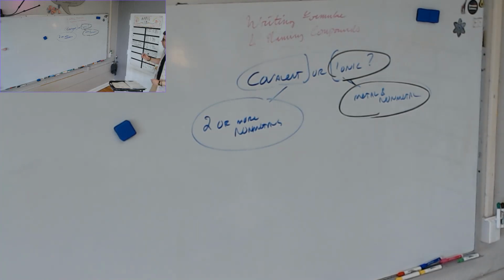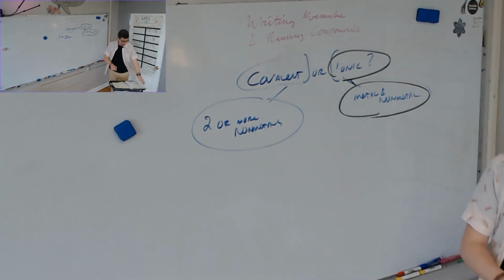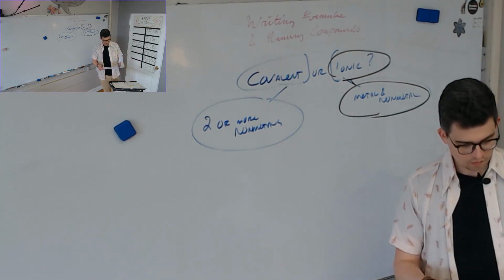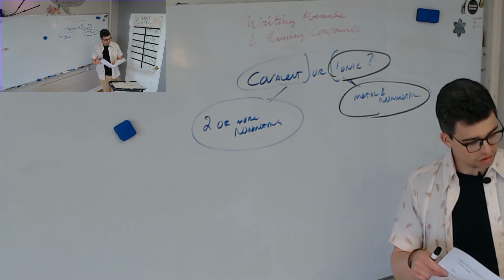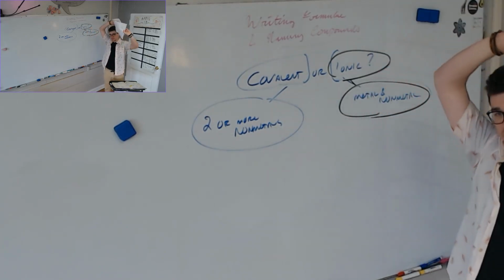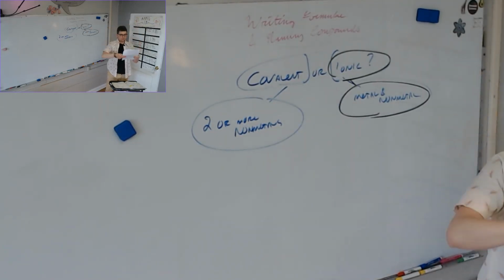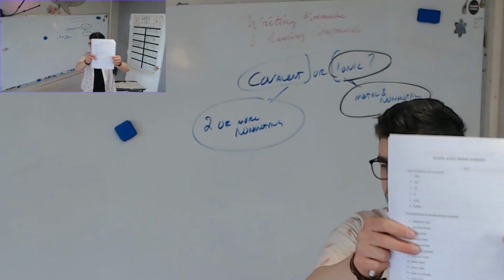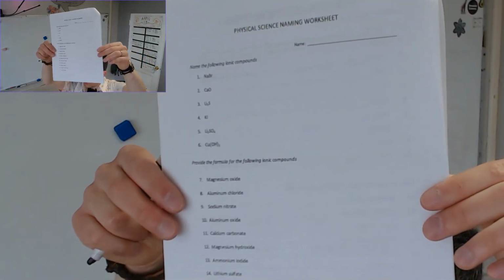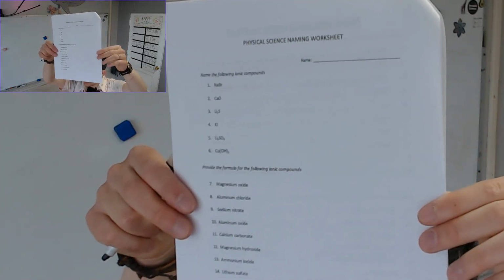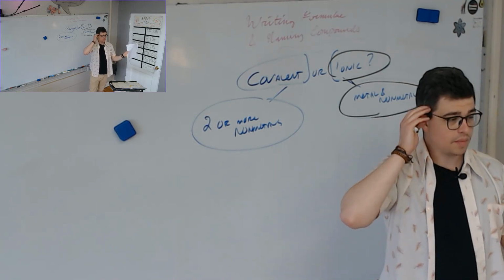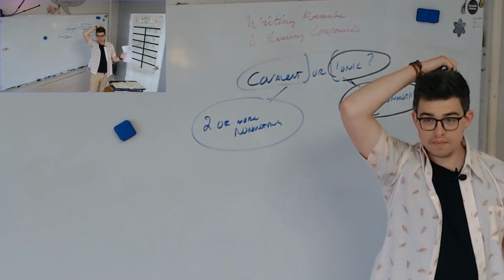So let's get an example going. Let's do one from your little worksheet. Get out your worksheet. I'm on the back page, the one that says Physical Science Naming Worksheet. This is part of your homework. It's available online, obviously. You can pause this to get the problems off of it. Number 1 here should say NaBr. Do you see that?